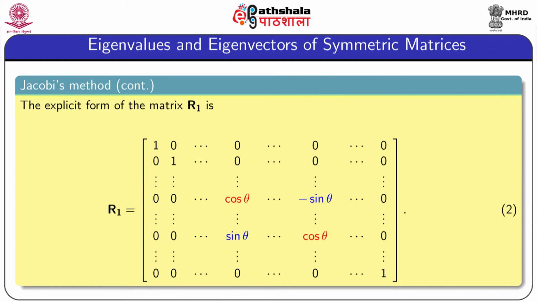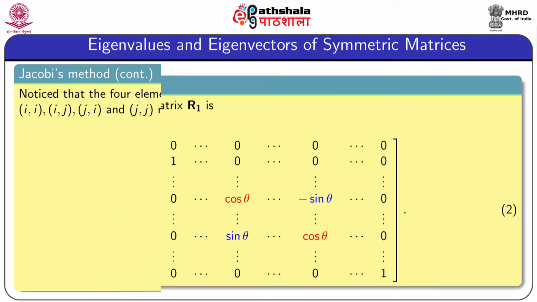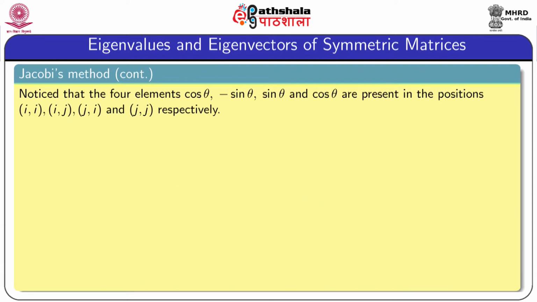In explicit form, the matrix R1 is given by equation 2. Note that the iith element of the matrix R1 is cos theta, the diagonal element jj is another cos theta, and in the off diagonal elements the ijth position is minus sin theta and the jith position is sin theta, and all other diagonal elements are 1 and all other off diagonal elements are 0. It may be noted that the four elements cos theta, minus sin theta, sin theta and cos theta are present in the positions ii, ij, ji and jj respectively in the matrix R1.